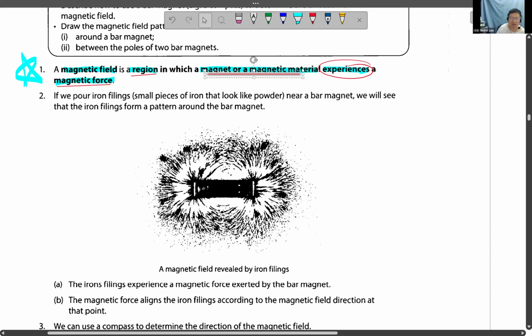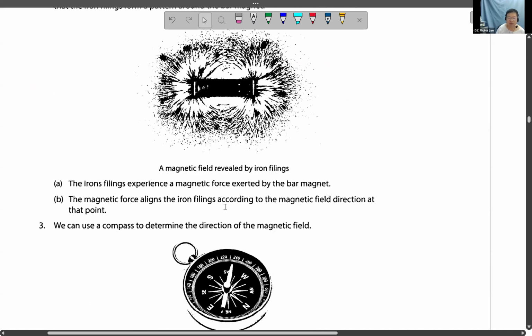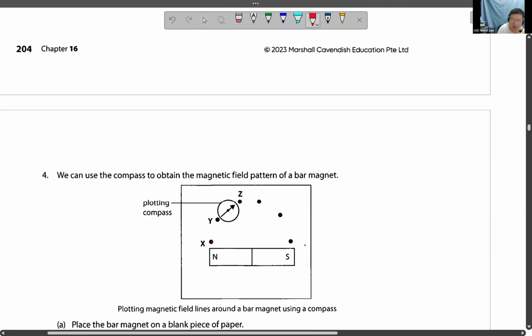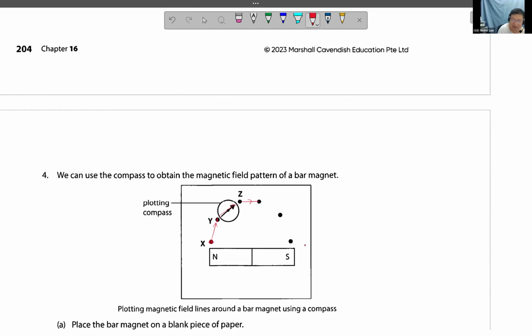Or you can use a compass to determine the direction of the magnetic field. Put a compass, plotting. You realize that I put a compass here. I put this position and mark out the first dot. Then align the tail to this one and mark out the second dot. The needle is like that. Needle is like that. You see the point?